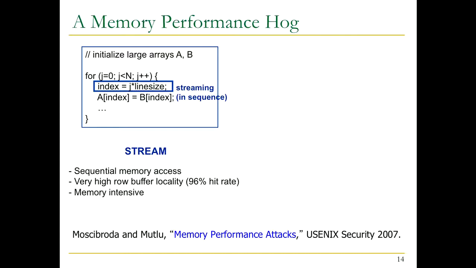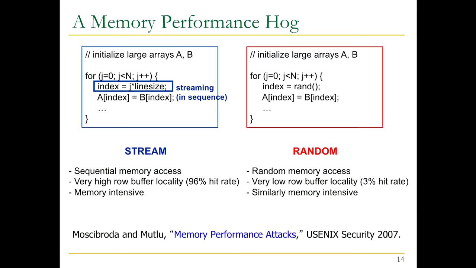Now let's take the opposite application, which is random. Basically, this is exactly the same program, except the copying happens randomly. You don't copy the same index in array B to the same index in array A, but you kind of shuffle, if you will. You pick the index that you copy in a random manner. You don't access things sequentially. It turns out this has random memory access, very low row buffer locality, and similarly is memory intensive. Okay? Make sense? Okay.